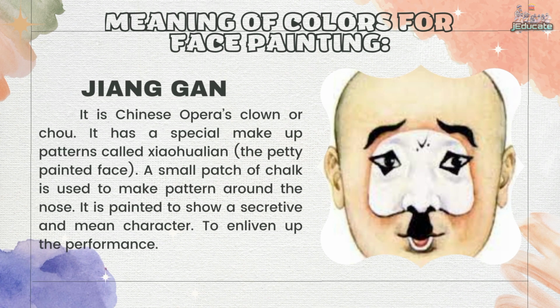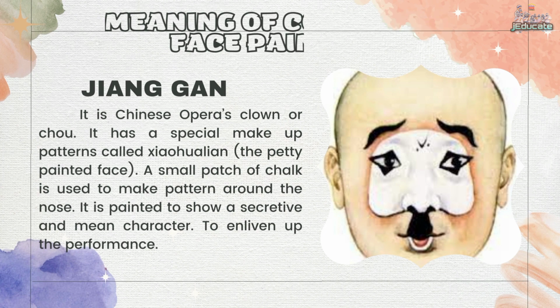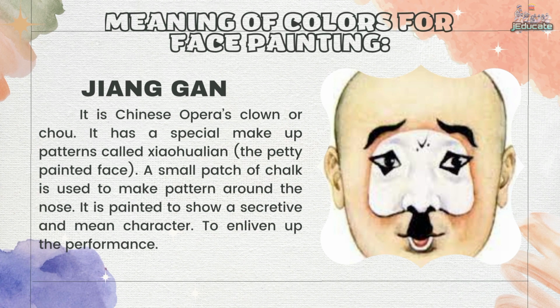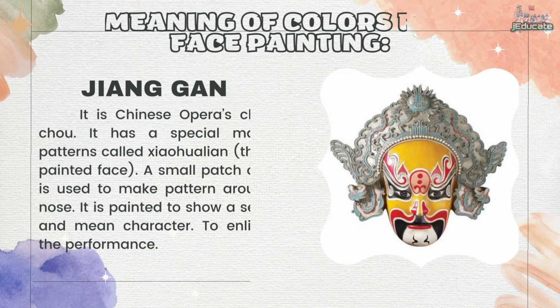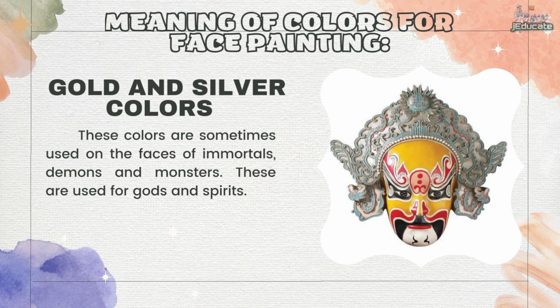Zhang Gan. It is Chinese opera's clown, or Chou. It has a special makeup pattern called Xiaohualian, the petty painted face. A small patch of chalk is used to make a pattern around the nose. It is painted to show a secretive and mean character to enliven the performance. Gold and silver colors. These colors are sometimes used on the faces of immortals, demons, and monsters. These are used for gods and spirits.